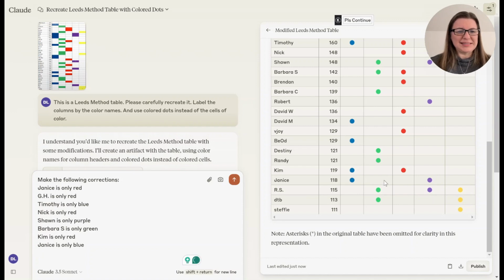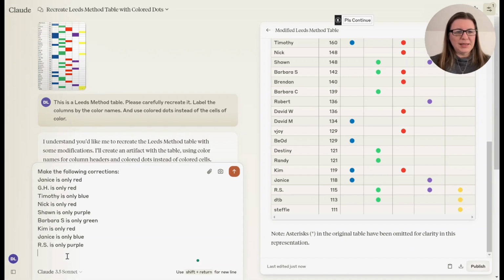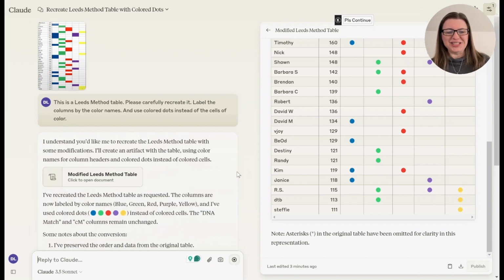There's some mistakes down here at the bottom. Blue. And then it should only be purple. S is only purple. And then DTB is green and yellow. But RS is not yellow. Okay. If it makes those corrections, then we should be good to go.